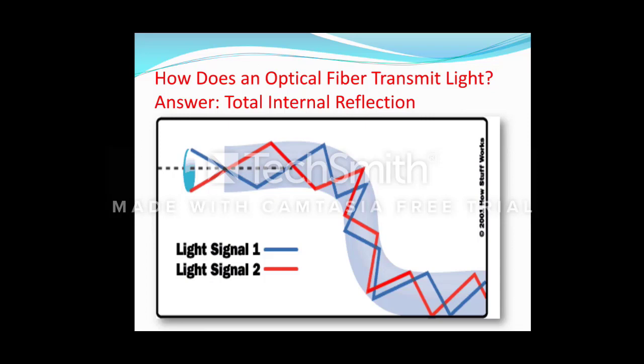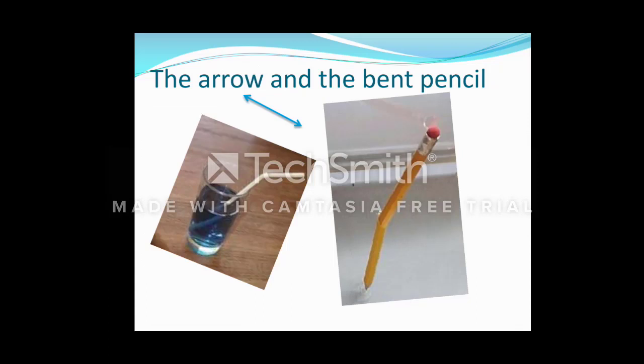Then the question arises, how does an optical fiber transmit light? An optical fiber transmits light with the help of total internal reflection. As you can see in the figure, there is an arrow and a bent pixel. You must be remembering your school days of reflection and refraction.